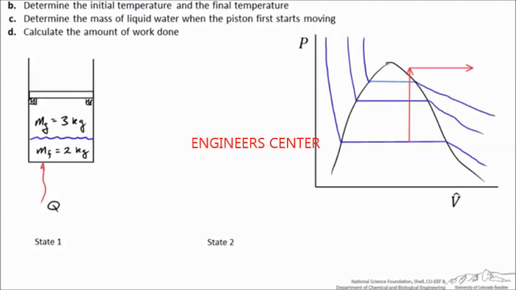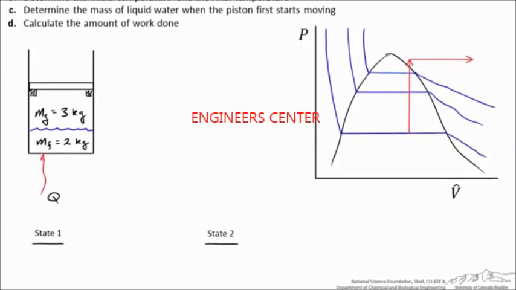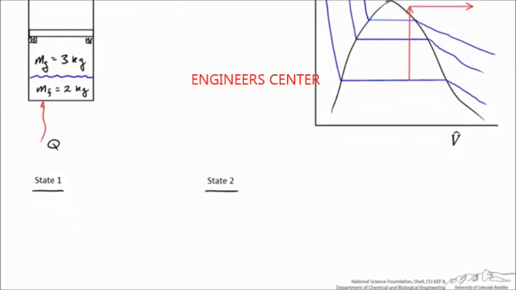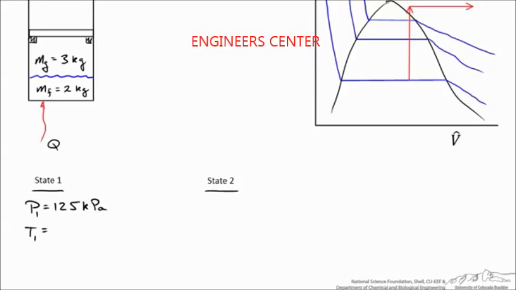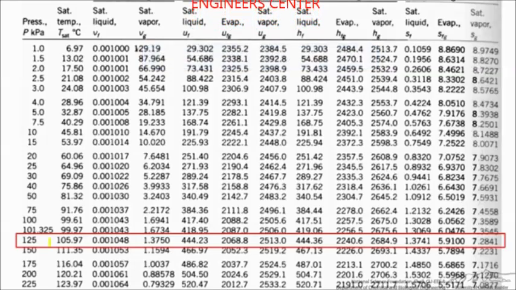And to solve these problems, in both states, I compile a list of all the intensive variables that I know. So for example, at state 1, I know that the pressure is 125 kilopascal. And because it's a 2-phase mixture in equilibrium, I can look up in the water table the initial temperature. So here's the pressure table for saturated water. At this pressure, I find a saturation temperature of 105.97 degrees C.